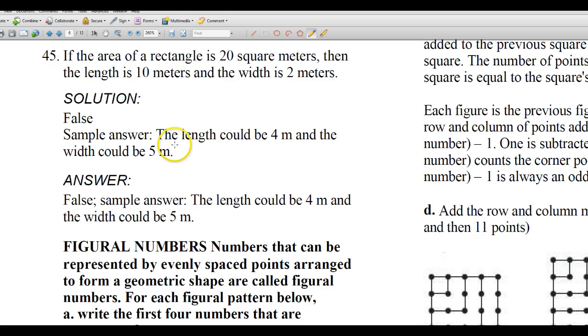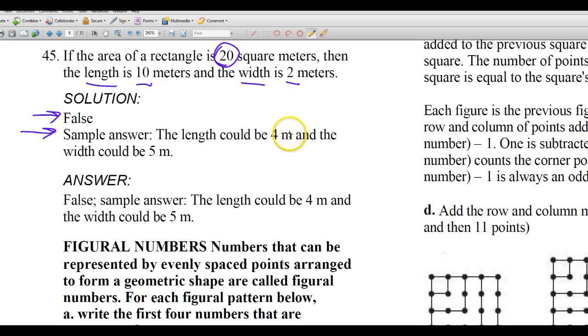Number 45, if the area of a rectangle is 20 square meters, then the length is 10 meters and the width is 2 meters. So this is saying we know the area is 20, then we will assume that the length will always be 10, the width is 2. And we know that this is a false statement. So for our counterexample, we need to come up with a case where our area is still 20, but our length and width are something other than 10 and 2.